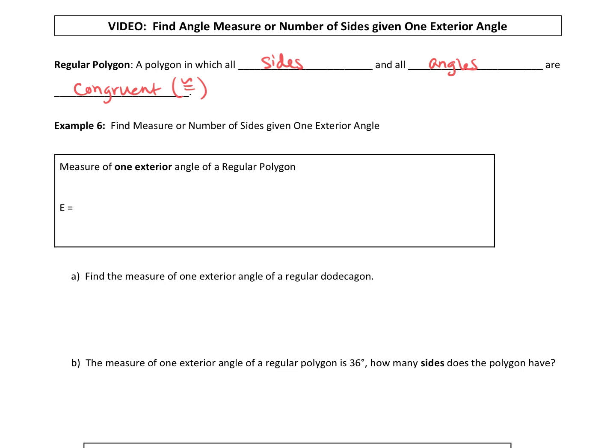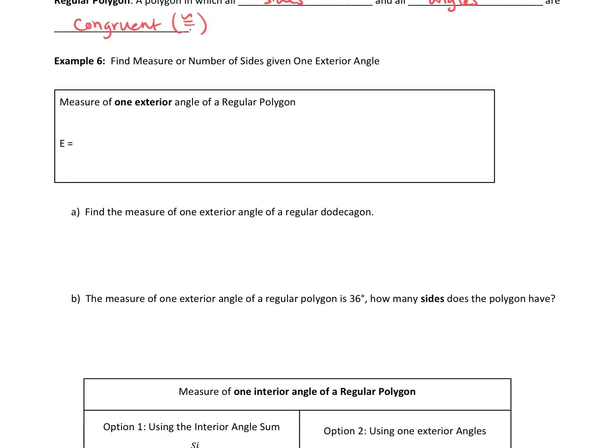So example 6, find the measure or number of sides given one exterior angle. The measure of one exterior angle, well, we know that the sum of the exterior angles is 360 degrees. So the measure of one angle is we would take that 360 and divide by our number of sides. A number of sides is also the same number of angles that we have. Okay, so part A, find the measure of one exterior angle of a regular dodecagon. A dodecagon is a 12-sided polygon, so n equals 12.